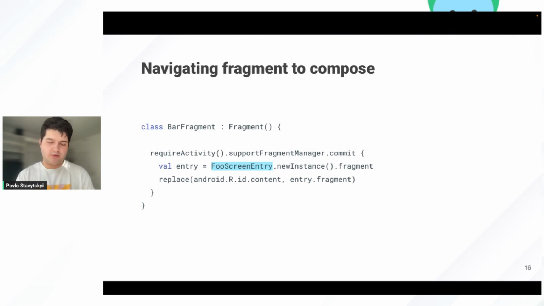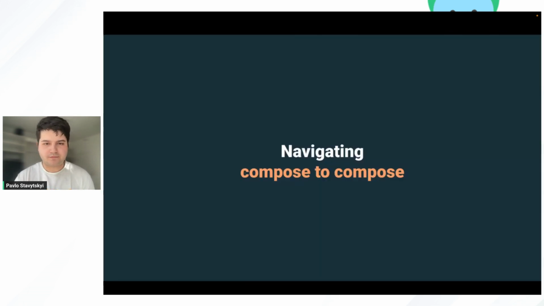And when you need to navigate from some existing fragment to this new compose screen, the world outside of compose sees that new compose screen as a fragment, and you can just perform a simple fragment transaction. There are no challenging or weird APIs that you need to use in those old screens. So you just instantiate that entry. Even though it's called entry, we can just treat it as a fragment, and we perform a transaction the way we want.